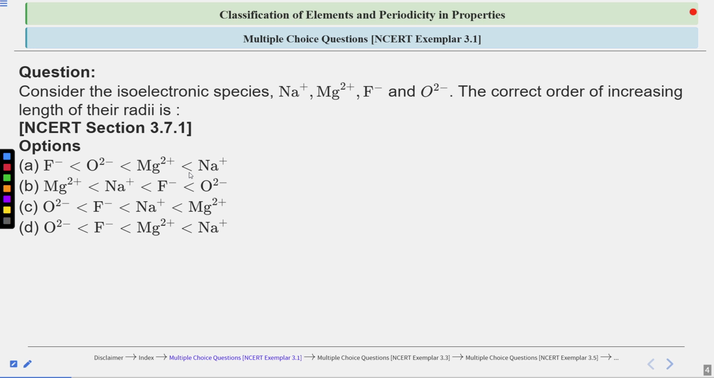So here is your first question. Consider the isoelectronic species Na plus, Mg2 plus, F minus, O2 minus. What is the correct order of increasing length of their radii? 4 options are given here. So your time to solve this question starts now. You have to only predict the order of radii.